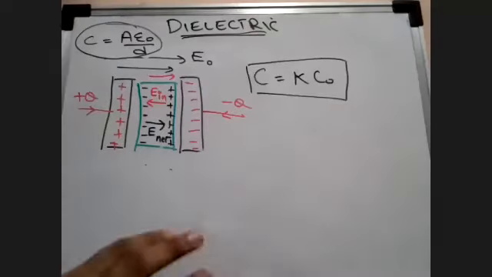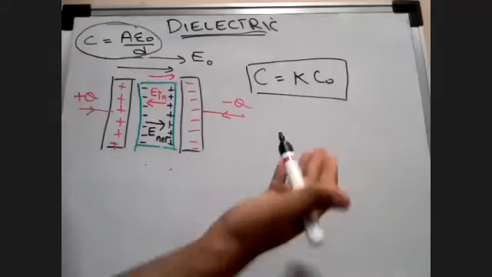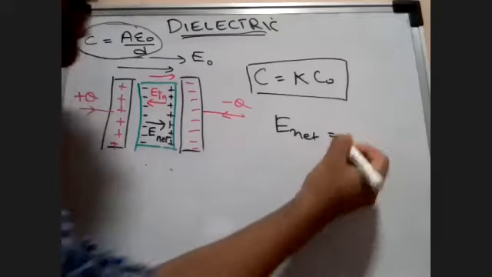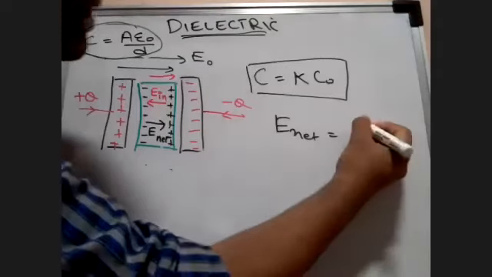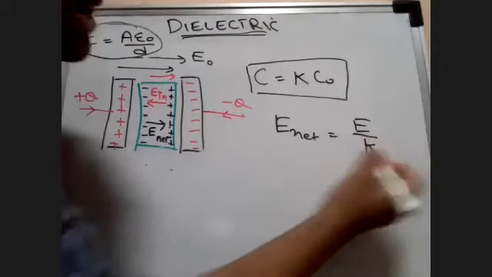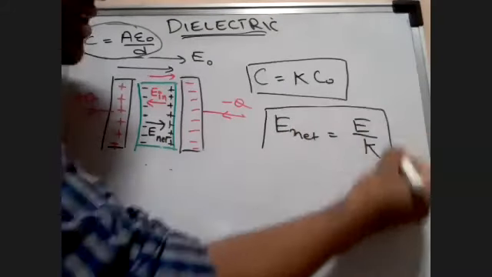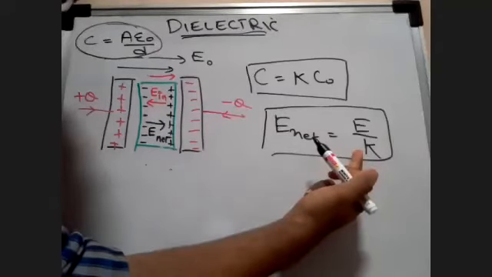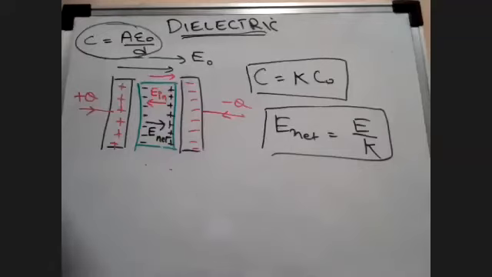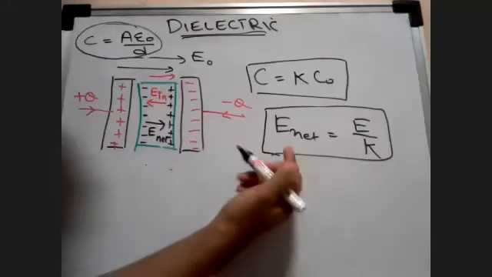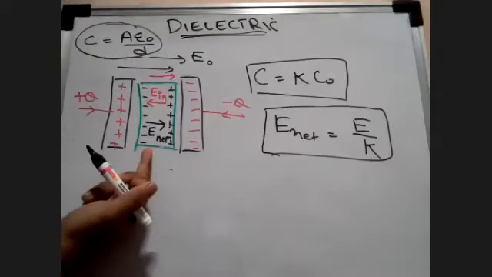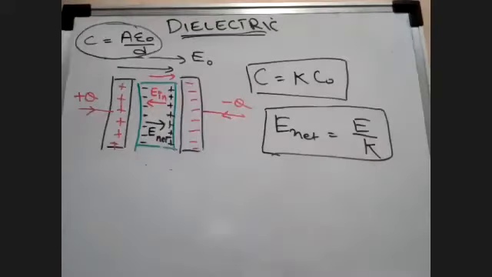Now please pay attention. What we found out earlier, in the morning lecture, was that E net was how many times the original, external electric field? 1 by K times the electric field. So what is happening? Can you all see that the net electric field is decreasing? It is reducing by how many times? 1 by K times. It is reducing. So if the net electric field is decreasing, the capacitance is increasing.